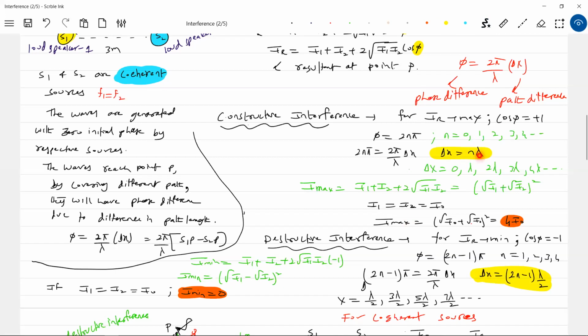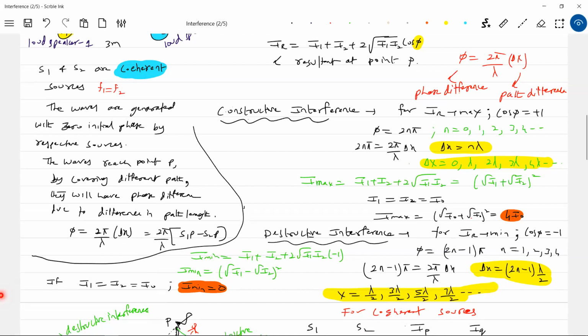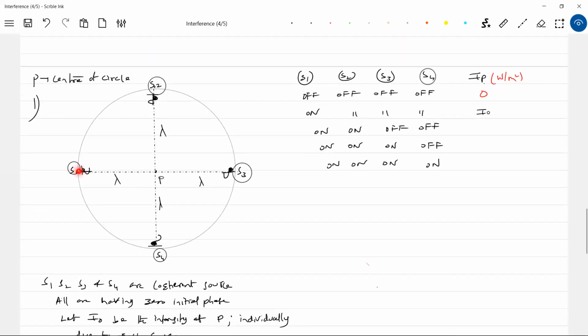Agree this, if the path difference is n lambda, that means 0, lambda, 2 lambda, constructive interference. The yellow colored part that I shaded is what a student has to think about. From the diagram, you should find out. So now look at this one. What is the path difference? This wave will cover a distance how much? Lambda. This will cover a distance lambda. So let lambda be the radius of this.